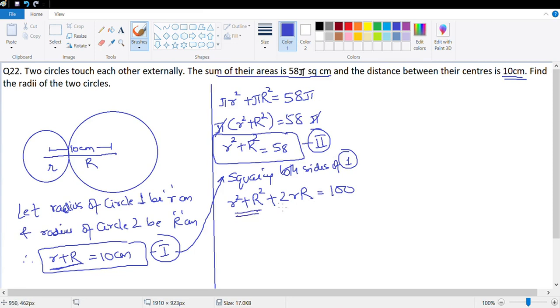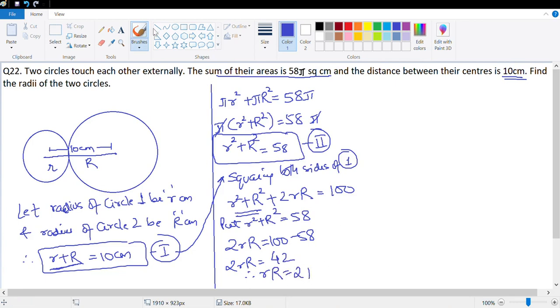R square plus r square is given equal to 58. So put small r square plus capital R square equal to 58, and we get 2 small r capital R is equal to 100 minus 58, which means 2 r R is equal to 42, which means small r multiplied with capital R is equal to 21. Let's see if this will help us get anything. Okay, I can put this in the second equation and see what this gives me.